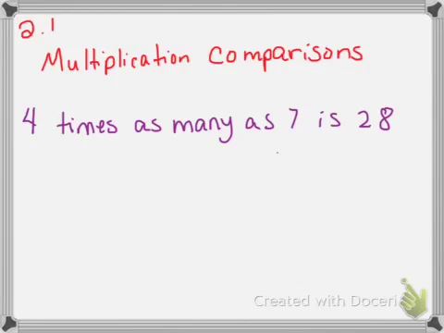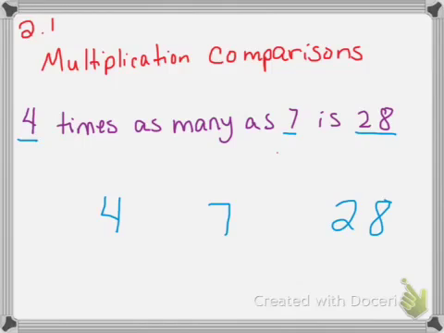So for example, this says 4 times as many as 7 is 28. So one of the things we have to first do is to actually know what they're talking about. So we know we have 3 numbers here, 4, 7, and 28. Those are going to be in a math problem somewhere. So I'm going to write them exactly as they appear in exactly the same order.